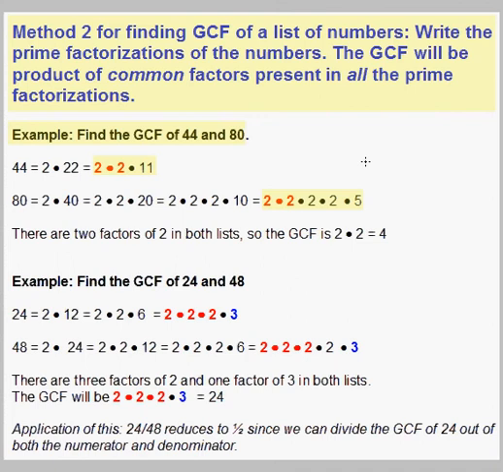But then I look at the lists. What are the common factors? Well, 2 is in both lists, but only 2 times 2 is common to both lists. Not 2 times 2 times 2 times 2, but just 2 times 2. 11 and 5 are not common to both lists. So the greatest common factor is the 2 times 2, or just 4.